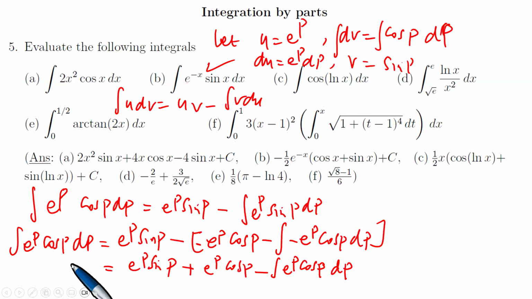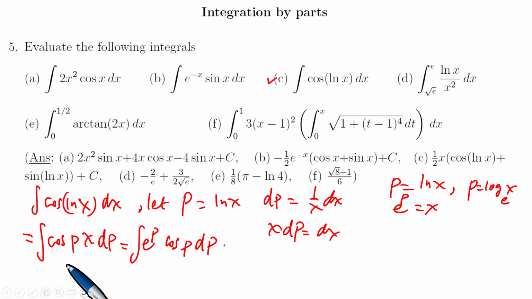So we review the solution, we recap on the solution, and we realize that what we started with, the cosine of ln x, we let p be ln x, and dp became 1 over x dx. And then also when p is ln x, we had to make x the subject because we wanted to transform this into the variable p. So now, ln x is p. Okay, and then now we have dx. Dx is x dp. So now in the place of dx, we have x dp.